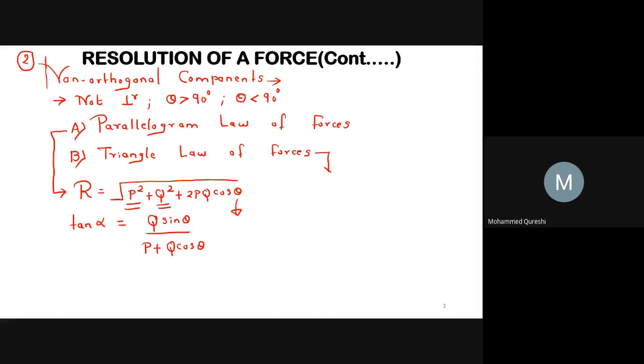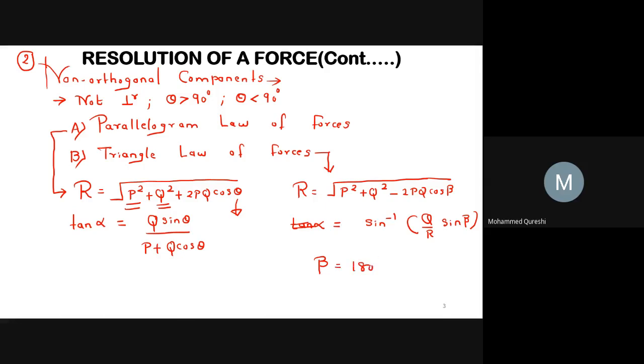And by using the triangle law of forces, we can find the resultant by using the formula capital R equals under root of P square plus Q square minus 2PQ cos beta, and we can find the direction by using the equation alpha equals sine inverse of Q by R sine beta. And what is beta?